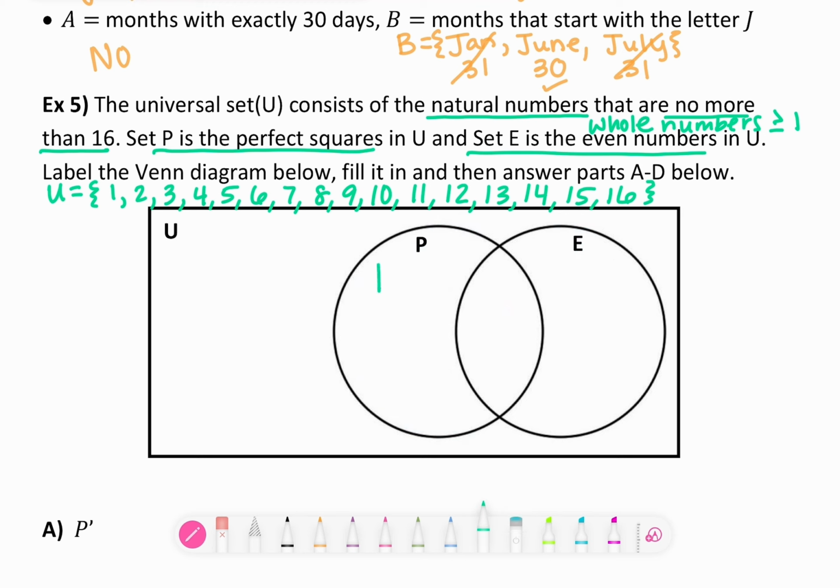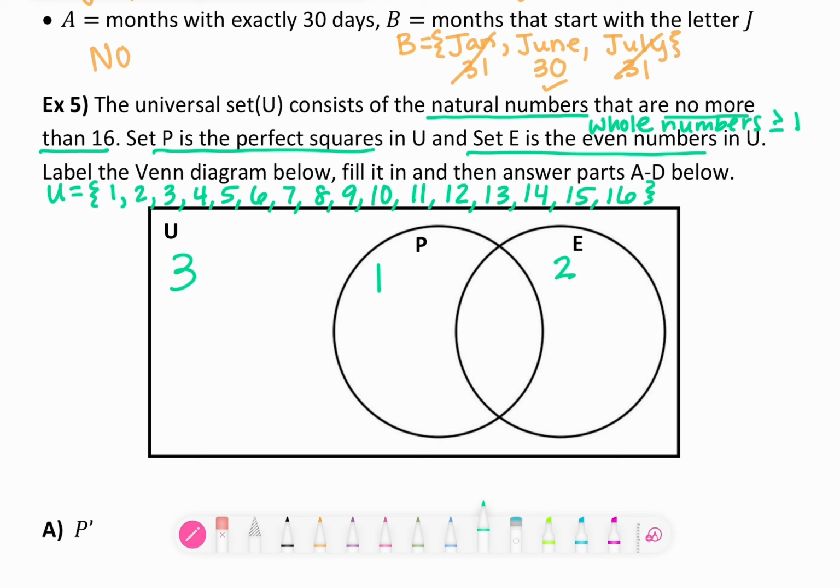2 is not a perfect square. It is even though. So I can't put it in the intersection, but I can put it in the circle with E for even. 3, not a perfect square. It's also not even. So 3 does not fit either one. So it's not in the intersection. It's not in P or E. So that means it goes over here in the box, but not in either circle.